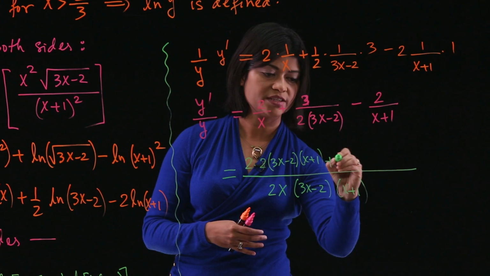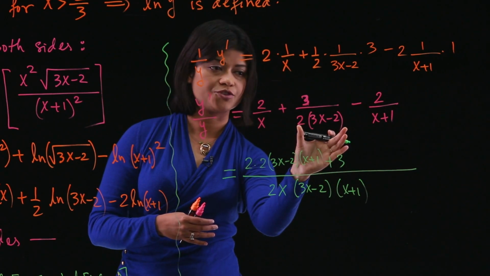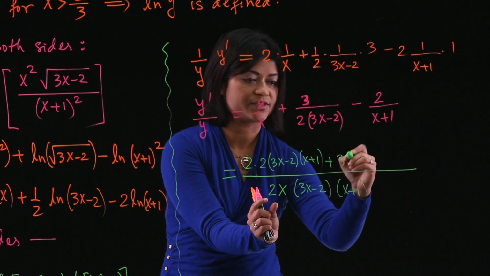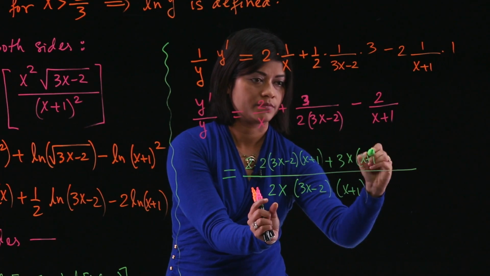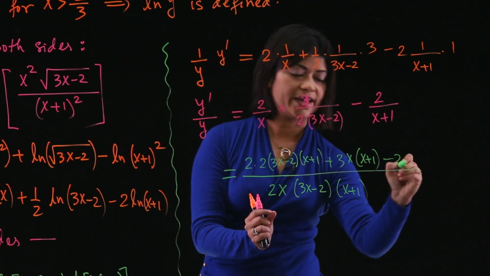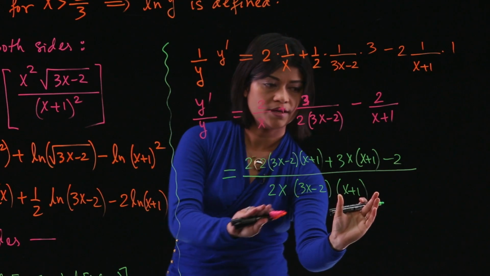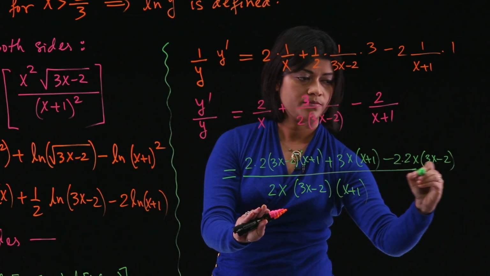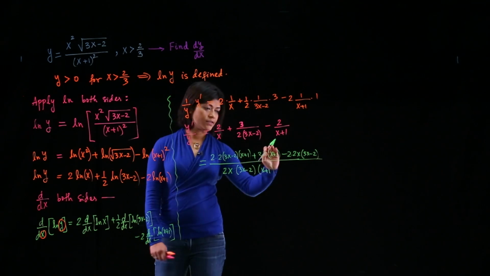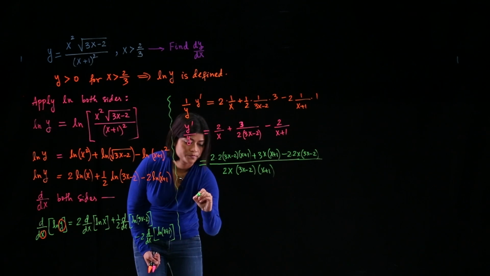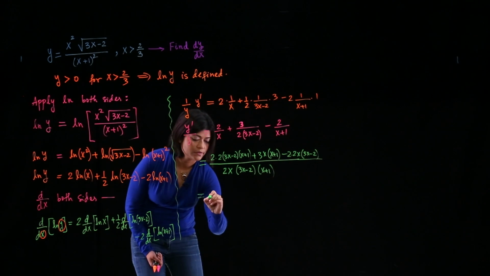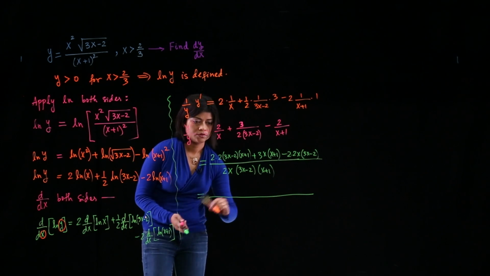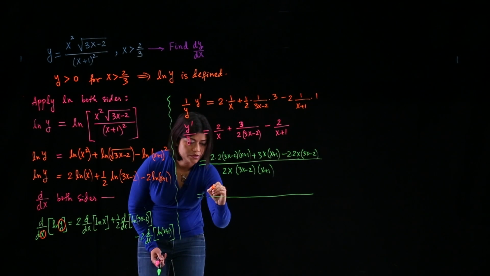And you keep on doing that for the other terms. So next, we have plus 3 times, you get rid of this portion, 3x minus 2 and the 2, and multiply x times x plus 1. Finally, negative 2 times, you get rid of x plus 1 and multiply it by 2x times 3x minus 2. So let's simplify the numerator next. Okay, so let's see. From the first term, 2 times 2, we have 4.